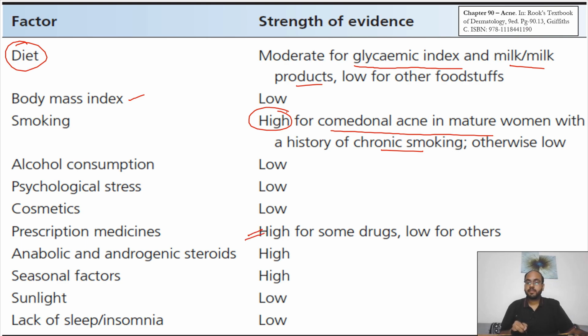Other is prescription drugs, most commonly steroids, but there are a lot of drugs. I will not be discussing drug-induced acne, maybe in some future video, but most of the time steroids and anti-tubercular drugs are implicated. One important thing to understand is that in drug-induced acne, you will have monomorphic acneiform lesions. All the lesions will be similar in morphology, while in acne vulgaris, you may have different morphologies in the same patient. So here we have anabolic steroids. Seasonal factor is a high strength of evidence. Otherwise, all of the evidences are towards the lower side.